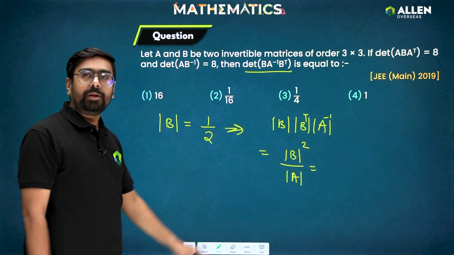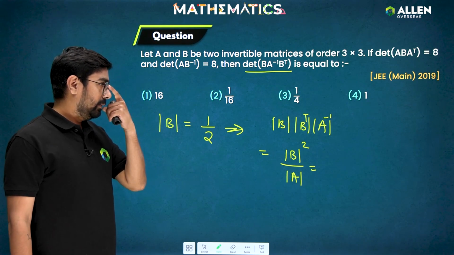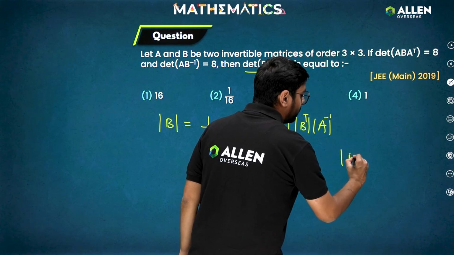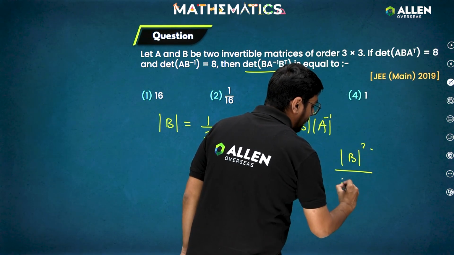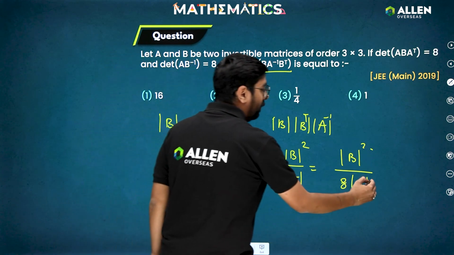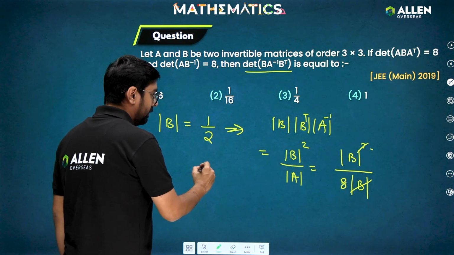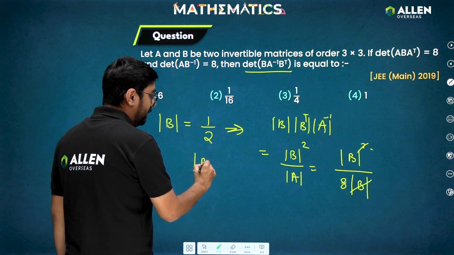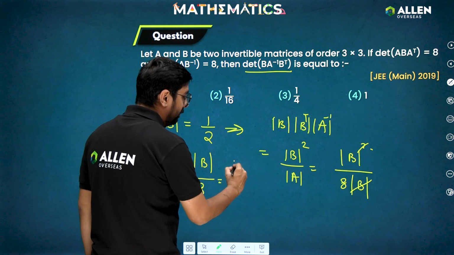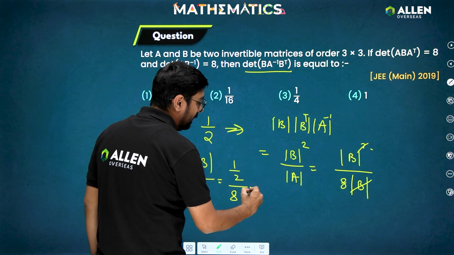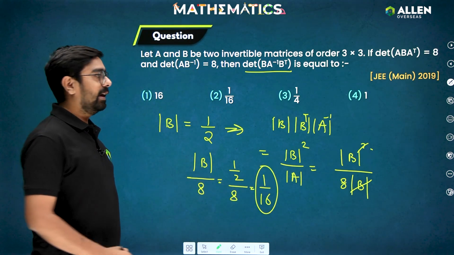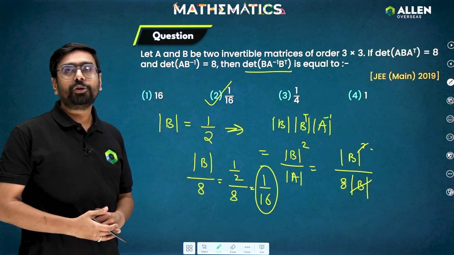Now, I know my determinant of A was equal to 8 multiplied with determinant of B. So, this is going to cancel one time. So, now I'll have determinant of B divided by 8. And determinant of B is 1 by 2, divided by 8 will give me 1 by 16. And this is going to be my final answer, which is option 2.